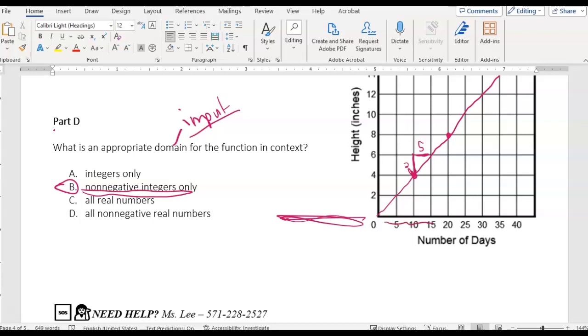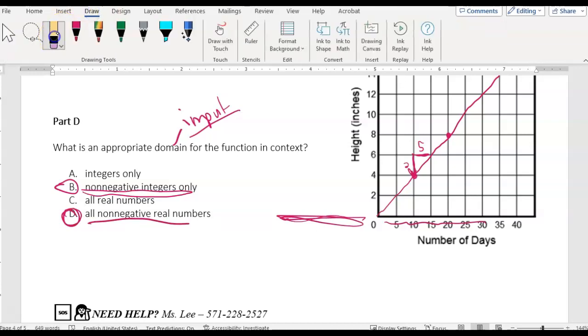However, between the spaces between days, we can also measure. So we could say 2.4 days, and we know that that means 2 days and some hours. Or we could say 2.5 days, and we know that that means 2 days and 12 hours. So you can count fractions of days or decimals of days. And so I'm going to say all non-negative real numbers. This letter B is tempting, but it's not the best answer for the appropriate domain because days are something that we can measure in fractions.